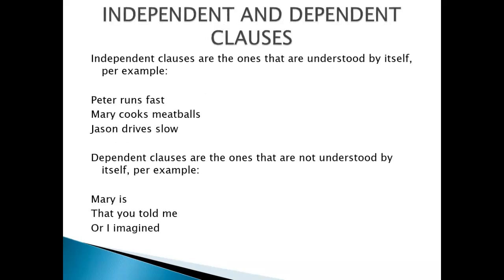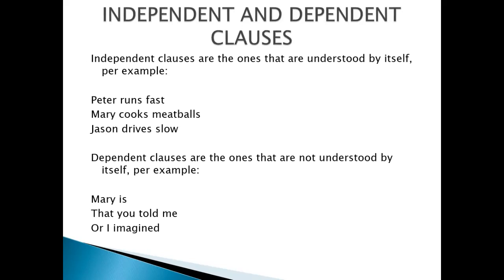We have independent and dependent clauses. The independent clauses are the ones that are understood by itself. They don't need more information, so therefore, with the information we have, we can understand what is stated. For example, Peter runs fast, Mary cooks meatballs, and Jason drives slow. These are independent because we don't need more information to understand what is stated in these three sentences.